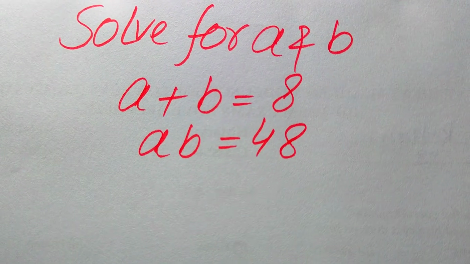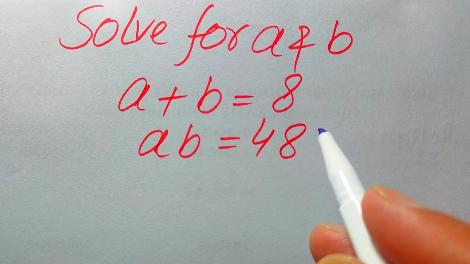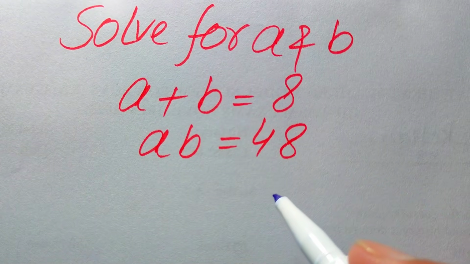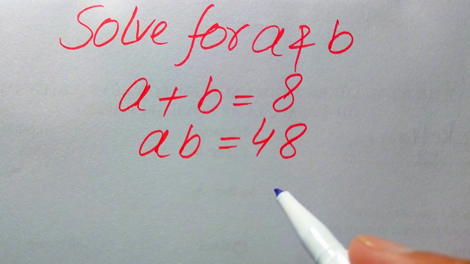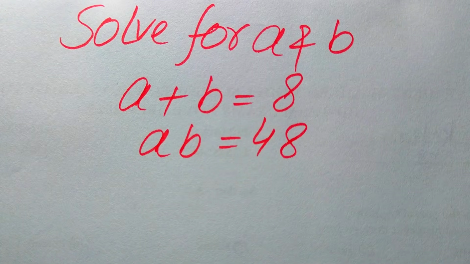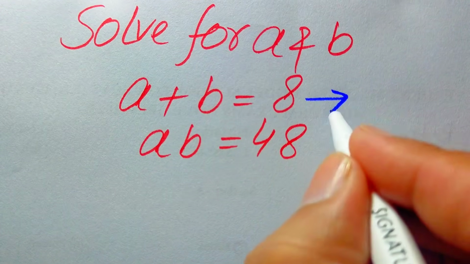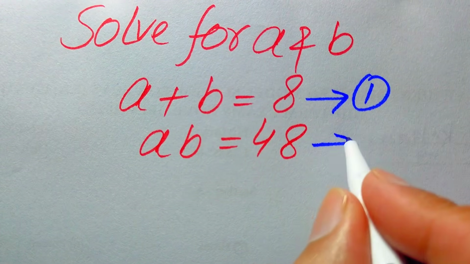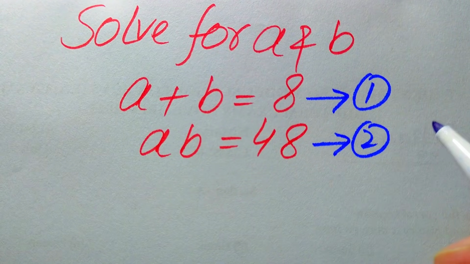So here we have a plus b is equal to 8 and ab is equal to 48. And we solve this problem for all the values of a and b, and at the last we will verify which of the roots are solutions and which of the roots are extraneous roots. And here we call this our equation number 1 and this our equation number 2.